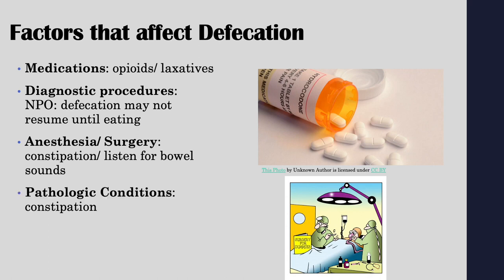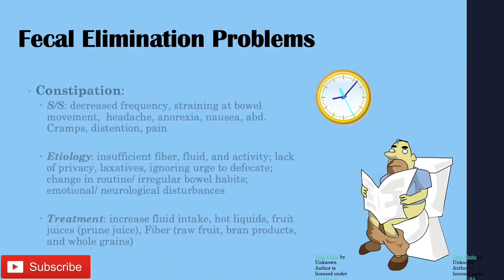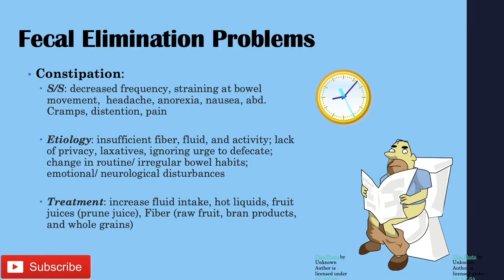And pathological conditions can affect your defecation habits. Different diseases people can have can affect their defecation. And having pain as well can cause constipation. Fecal elimination problems. So constipation. Some signs and symptoms of constipation include decreased frequency, straining at bowel movement, headache, anorexia, which means a decreased appetite or not feeling hungry, nausea, abdominal cramps, having distension, so being bloated, and having pain.